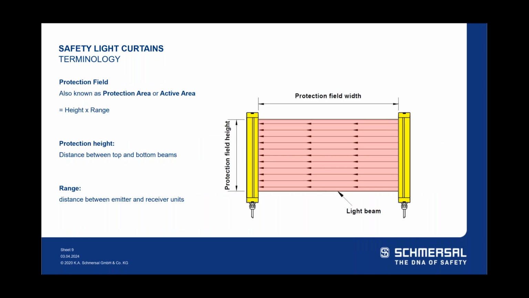More terminology. So your protective field. As you can see here in the reddish pinkish, that's our protection field. And again, it's just your protection height, which is not necessarily the height of the sticks or the emitter and receiver, but the actual protection height. So from the bottom beam to the top beam, okay? And then times by the range. And the range is just the distance between your emitter and receiver. Okay, so times those both together, you get your protection field, your entire protection in your active area. Okay, but just height and range. It's good to know, good stuff to remember.